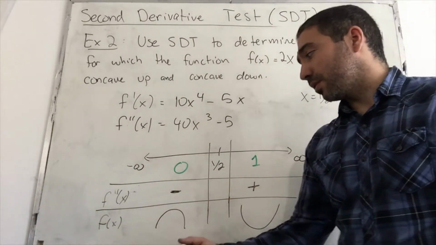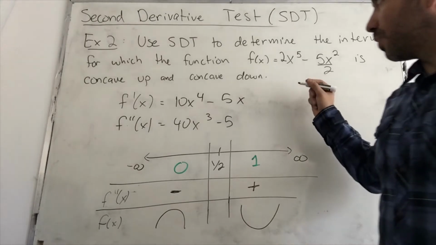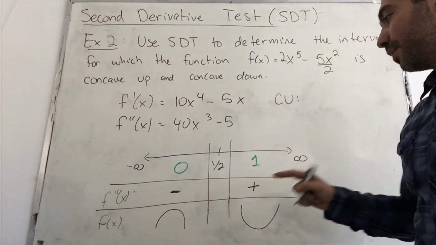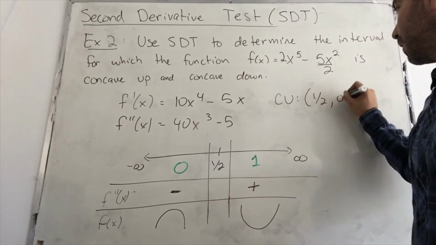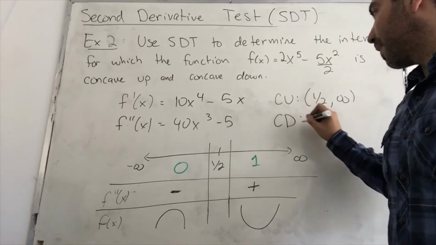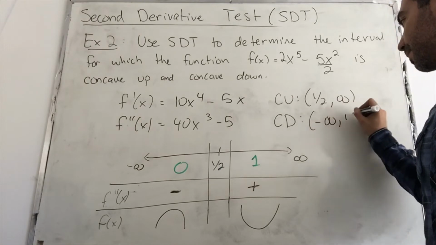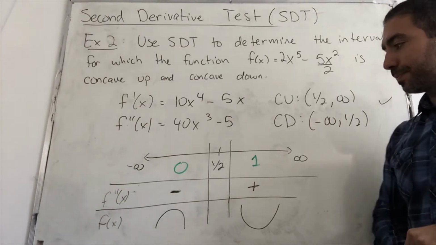And that's the answer. So to answer the question, we have concave up. I'm going to use CU, abbreviated. It's concave up on the interval from 1/2 to infinity, and it's concave down, which I'll abbreviate CD, from negative infinity to 1/2. And that's the answer. Okay.